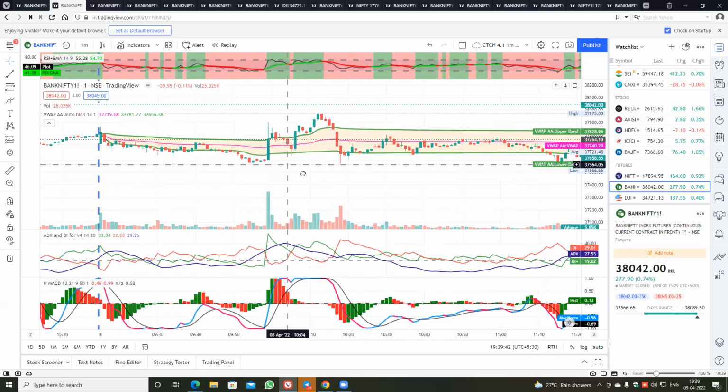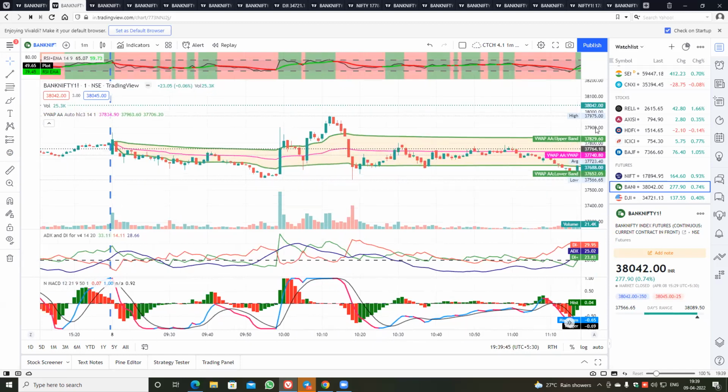Okay. And this is the first indicator we are using in the 4.1 template. We are using this in candlestick, and it will be used with the 1 minute chart. Okay. And the next indicator will be RSI EMA.